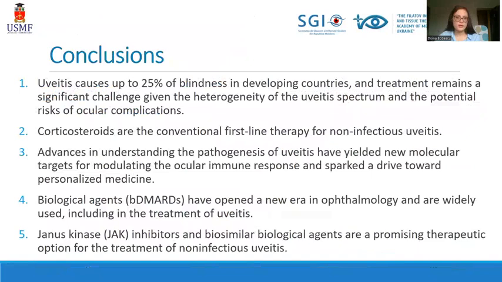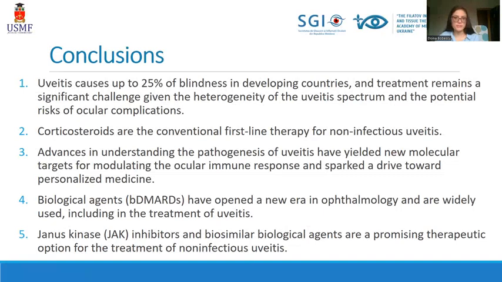In conclusion, uveitis causes up to 25% of blindness in developing countries, and treatment remains a significant challenge given the heterogeneity of the uveitis spectrum and the potential risk of ocular complications. Corticosteroids are the conventional first-line therapy for non-infectious uveitis. Advances in understanding the pathogenesis of uveitis have yielded new molecular targets for modulating the ocular immune response and sparked a drive toward personalized medicine.